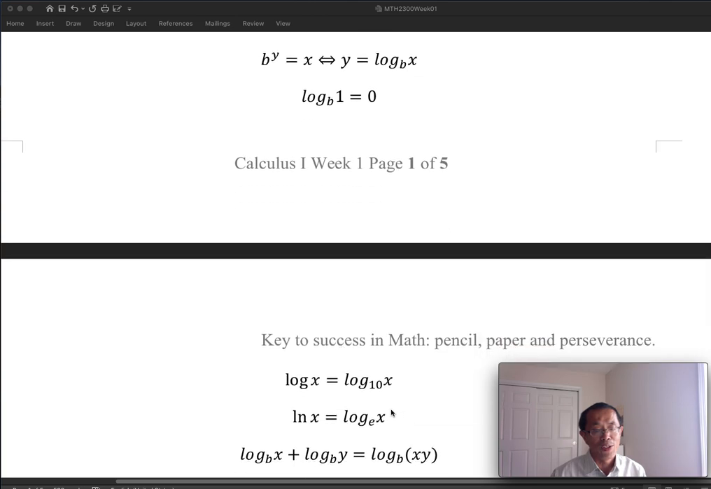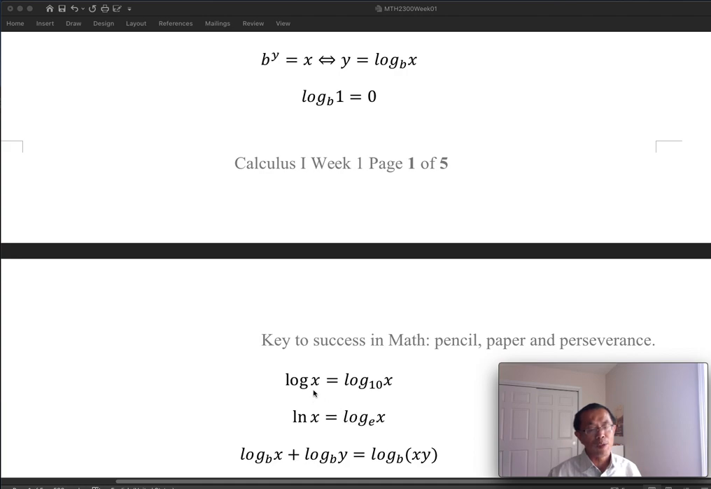I think I mentioned the natural logarithm. It is a logarithm written as ln of x, with base e. Do you know what this e is? I suppose you do. e is Euler's number, about 2.71828. Okay, that's the natural logarithm.